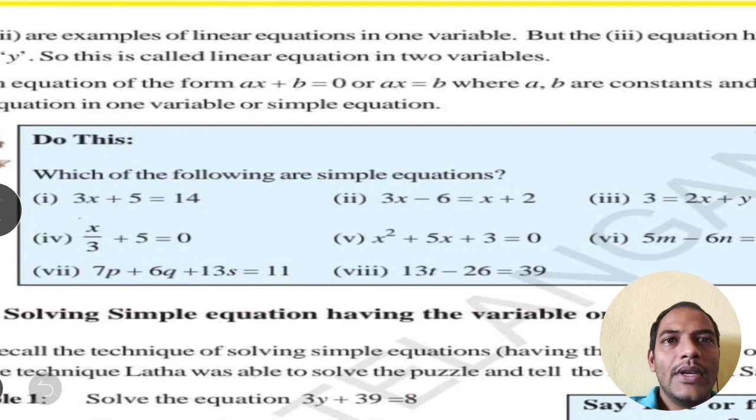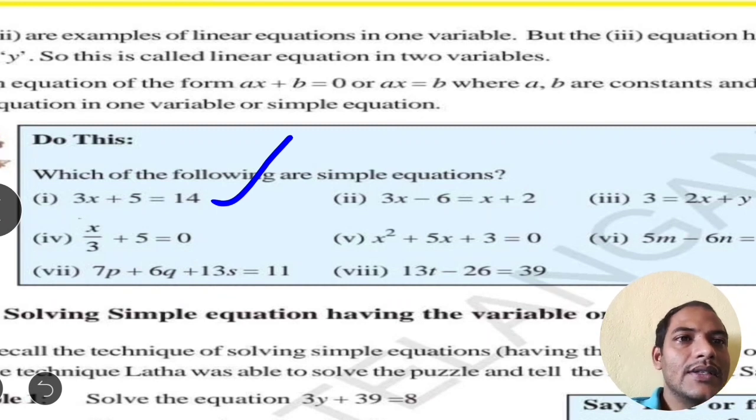In the do this bit, the first question is a linear equation because its degree is 1, and it is also a simple equation because it has only one variable. What is that variable? x. Next, the second question: its degree is 1, so it is a linear equation, and it has only one variable but at two places, so it is also a simple equation.